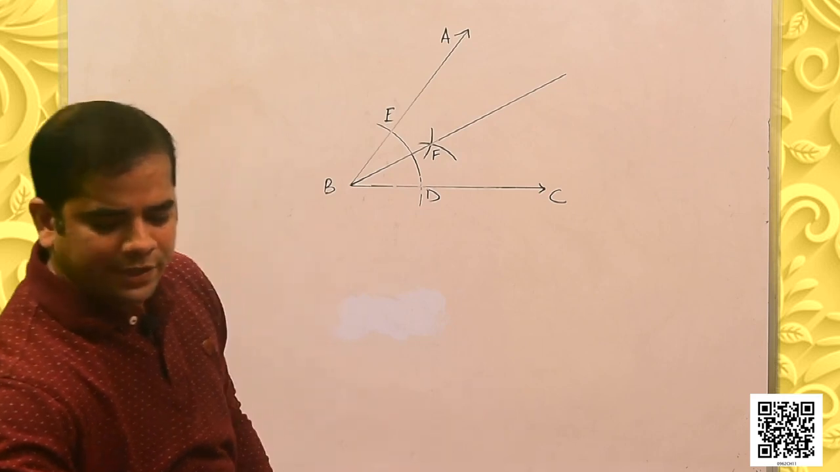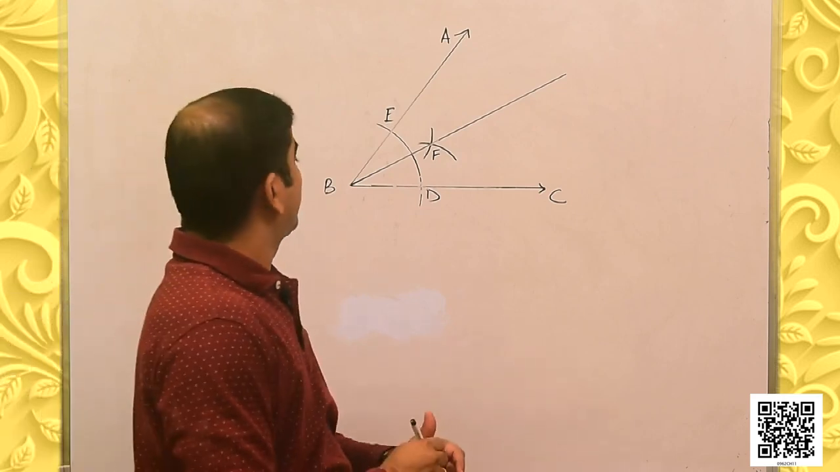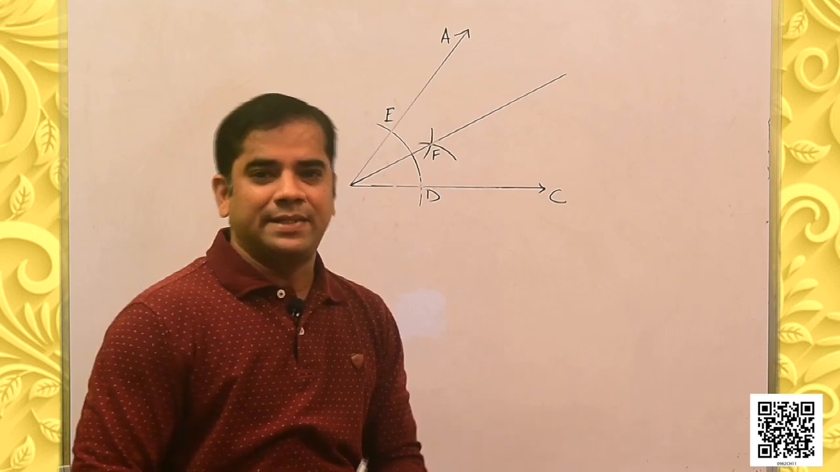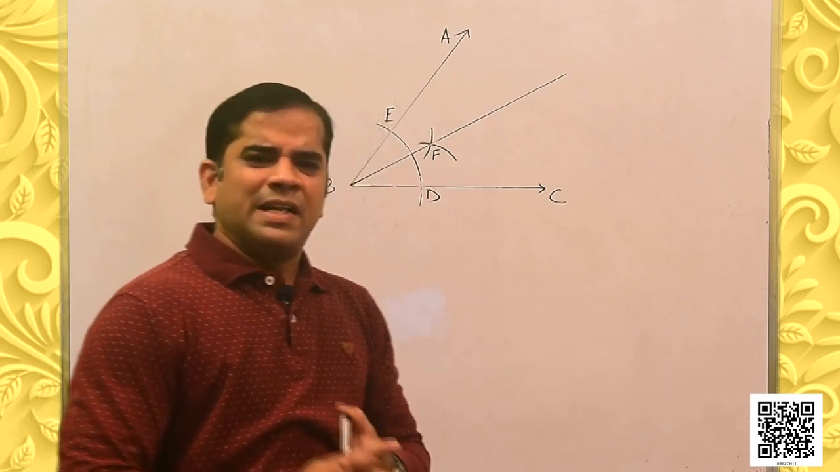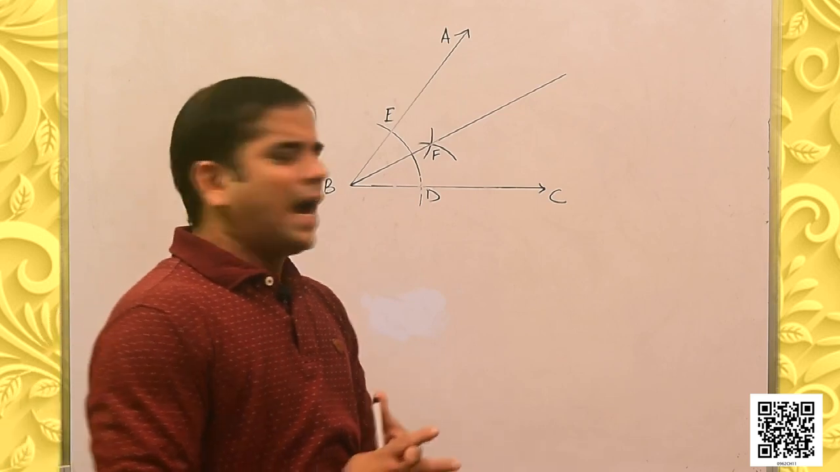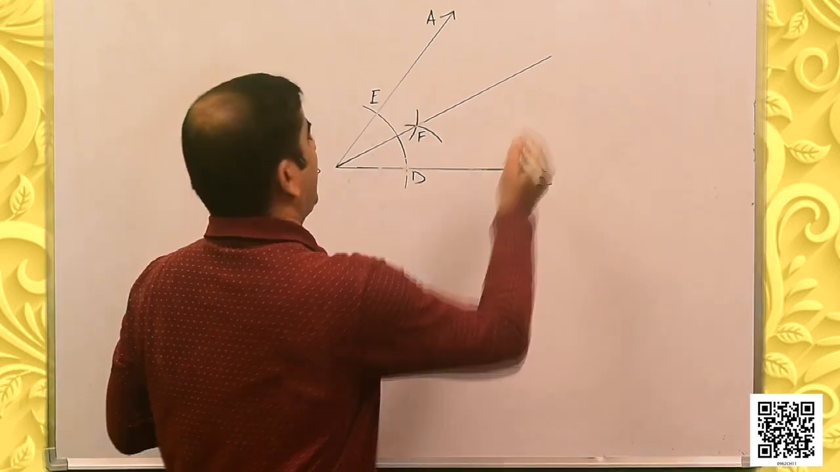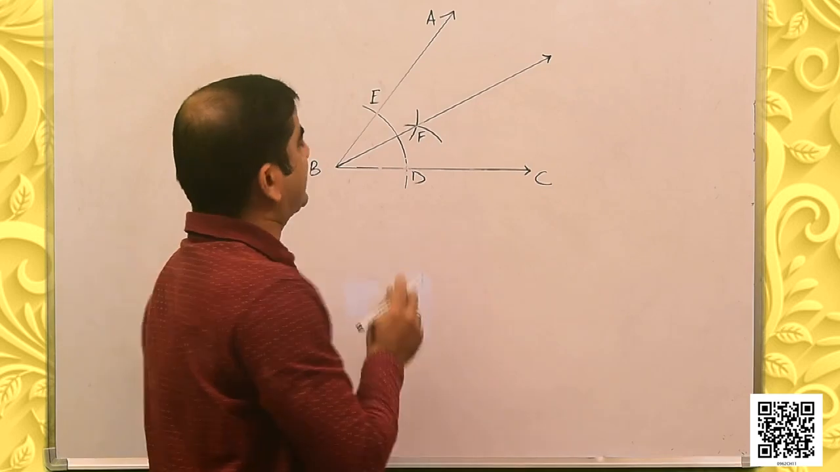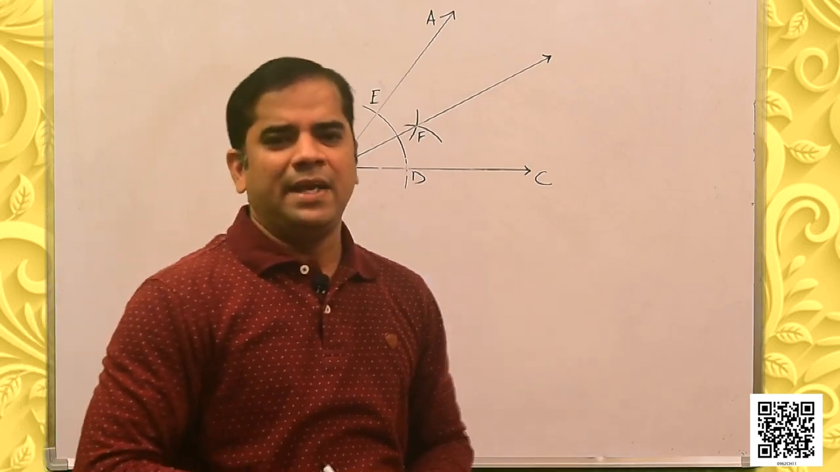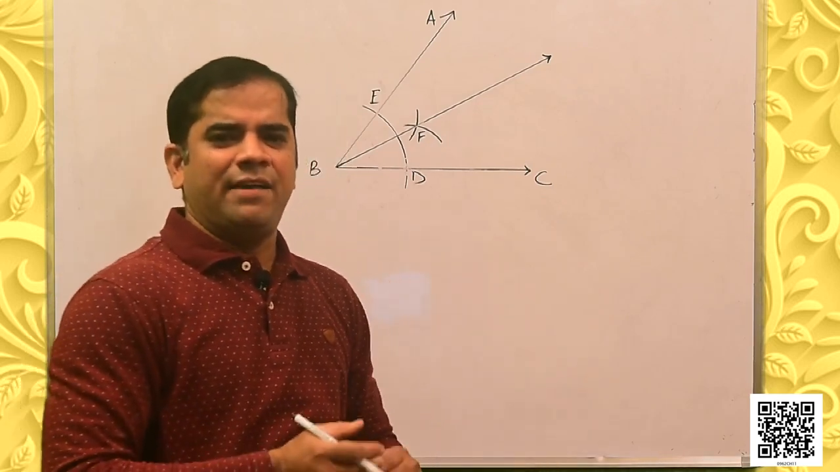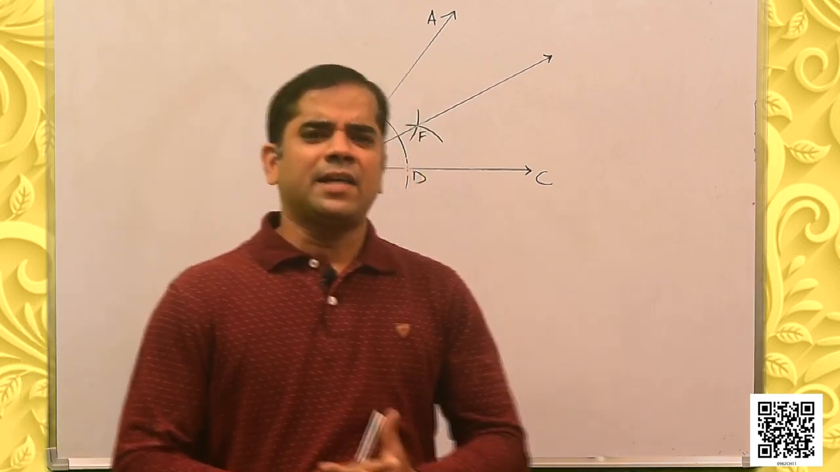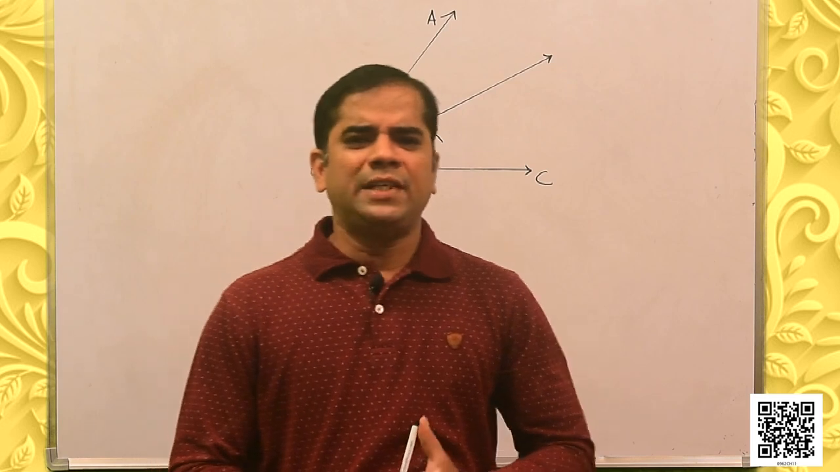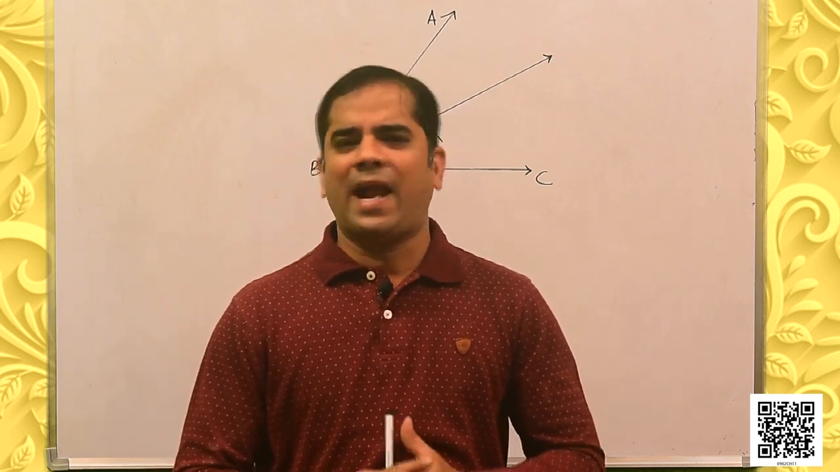Now we have constructed the bisector of angle ABC. Fine. So what next? Now we have constructed the ray which is the bisector of angle ABC. This ray BF is the required bisector. Okay, let us see how this method gives us the required angle bisector.